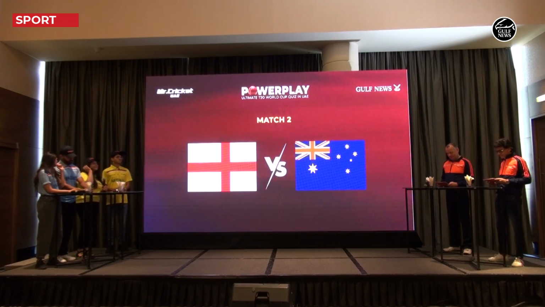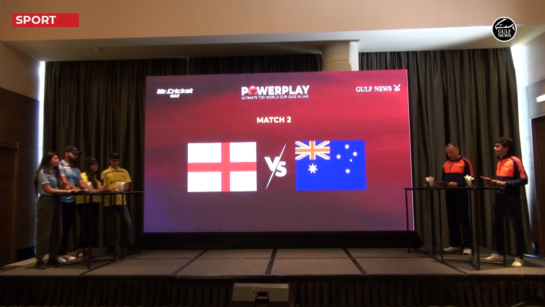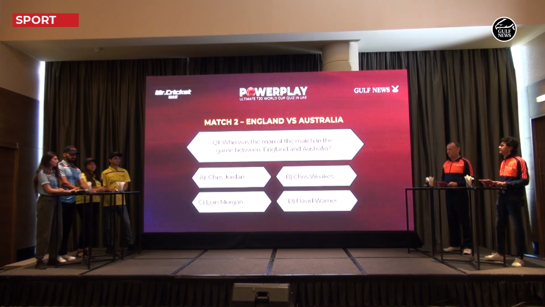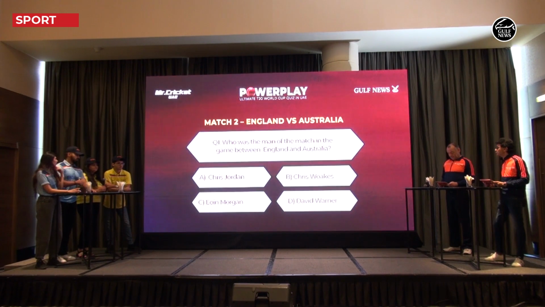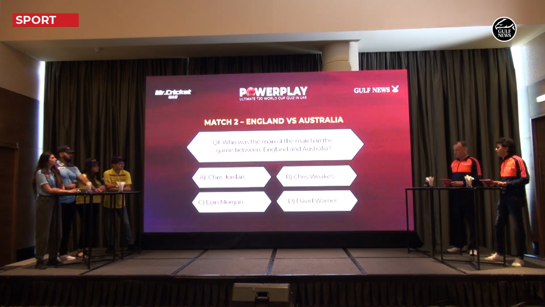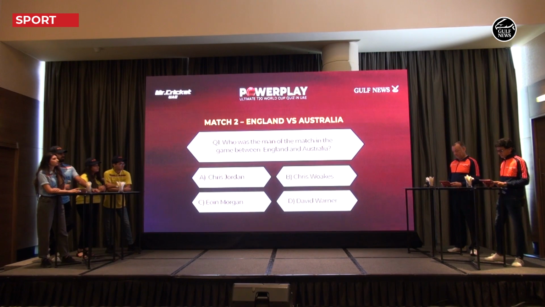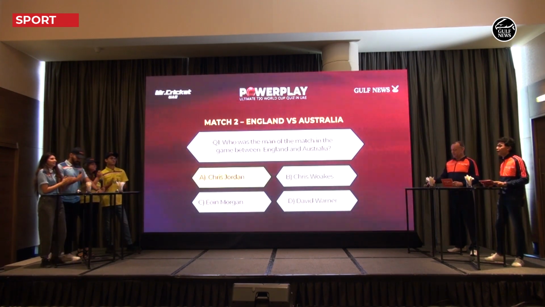All right. The first question. Who was the man of the match in the game between England and Australia? Your options on the screen: A, Chris Jordan, B, Chris Woakes, C, Captain Eoin Morgan, D, David Warner. Who was the one who pressed the buzzer? England gets the chance. So it's A, Chris Jordan. That's the right answer, Matt. That is the right answer.